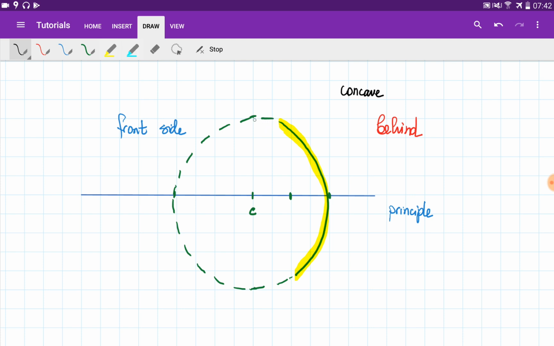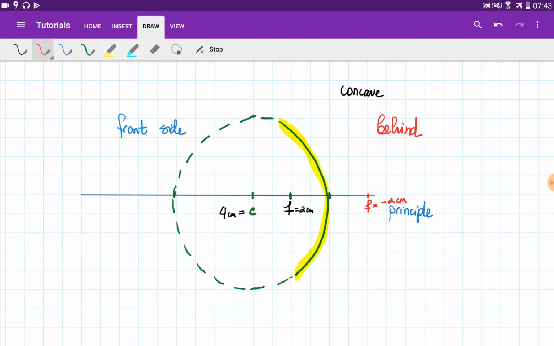So if we continue this mirror and create a circle, the center of the circle is going to be here, and half of the radius of the circle is going to be denoted as f. We call this the focal point. For example, if the circle radius is equal to 4 centimeters, then the focal point is going to be 2 centimeters from the mirror. If it is on the front side, it is positive; if the focal point is on the back side, it's going to be denoted as minus 2 centimeters.